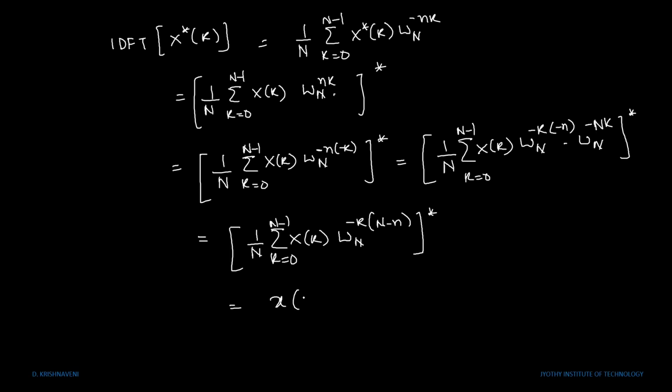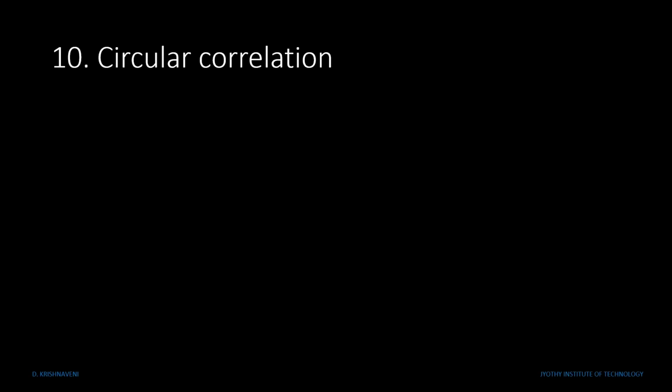So it will be x of N minus n, and this conjugate we'll put here, and this is equal to the conjugate of x of N minus n. I can write it as the conjugate of x of minus n modulo N. So we have proved the next property as well. Next is circular correlation.